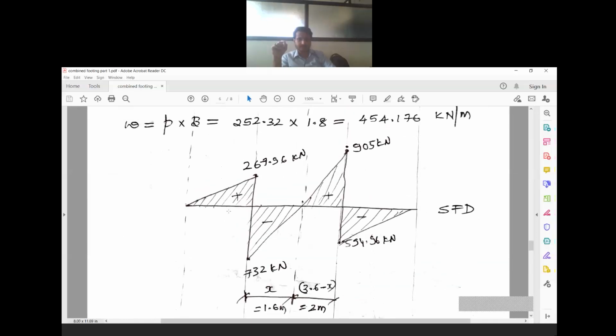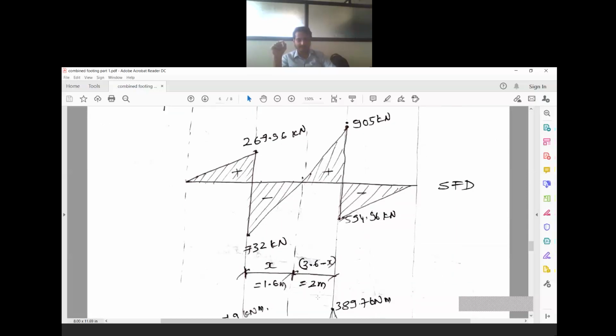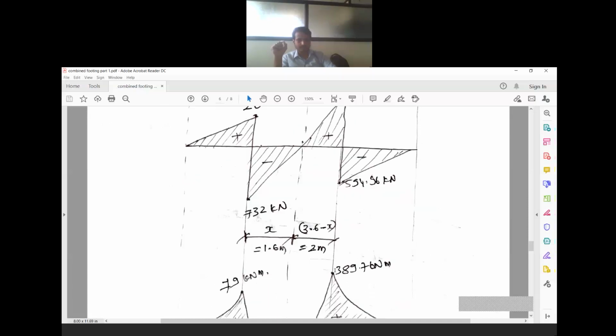If you observe this diagram, we have the intensity of 732 for a distance of x. So 732 divided by x. So next, we have this value 905. 905, the height of this triangle is 3.6 minus x. You can see the substitutions here. From A to the contraflexure, the distance is x. A to B is 3.6. So 3.6 minus x will be the distance from contraflexure to B. That is the distance to column B.